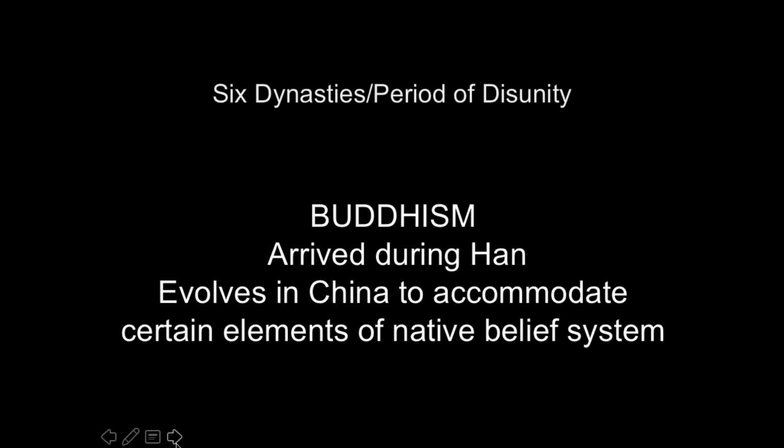Okay, during the period of disunity, 6 dynasties, remember, this is a time of upheaval. Buddhism really develops. Buddhism arrived during the Han Dynasty, and I'm actually going to show you a work of art from the Han Dynasty first. There is some controversy. Not every scholar agrees that it is from the Han Dynasty, but it makes sense that Buddhism arrived during that time period, since that was when the development of the Silk Road occurred, and the Silk Road cut through India. Now, Buddhism evolves in China to accommodate certain elements of the native belief system.